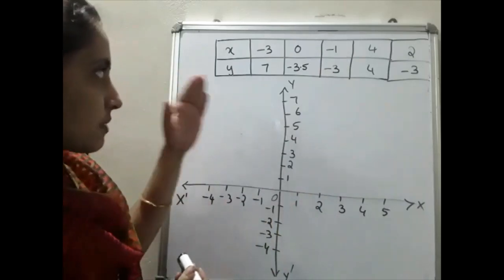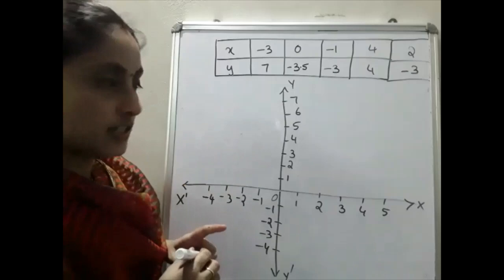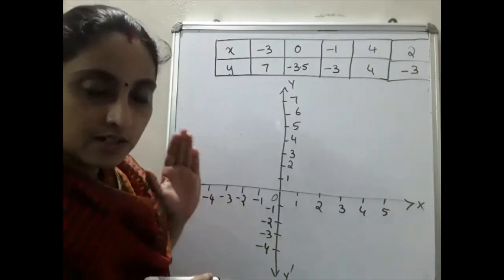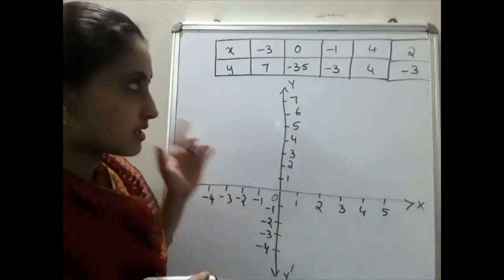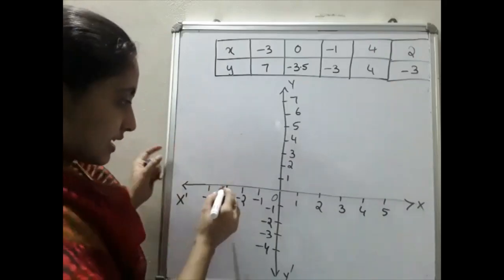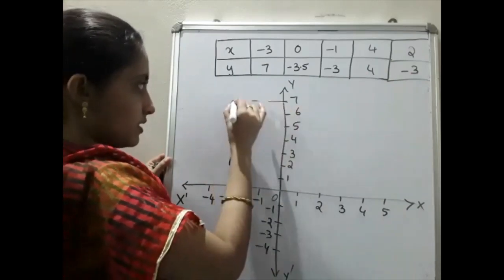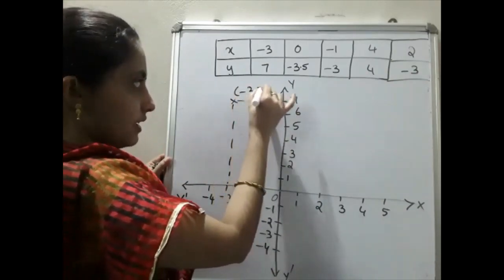Okay. So first one is (-3, 7). How will you locate (-3, 7)? (-3, 7) means what? That is on which quadrant? First, second, third or fourth? Second quadrant because x is negative. So -3 here, 7 here. So this point you have to plot. This point is (-3, 7).